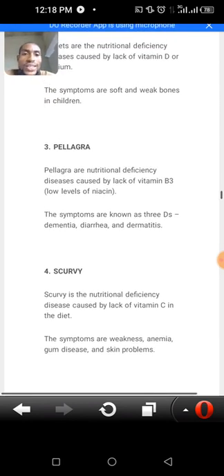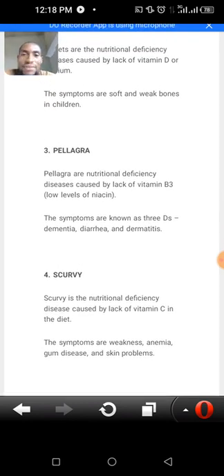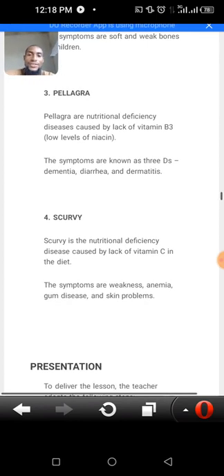So it's a result of what? It's a result of lack of vitamin B3. Then the last one, which is scurvy. This scurvy is caused by what? Lack of vitamin C in the diet. When you lack vitamin C in the diet, then there will be a symptom that we call what? Weakness of the body. You are weak all the time.